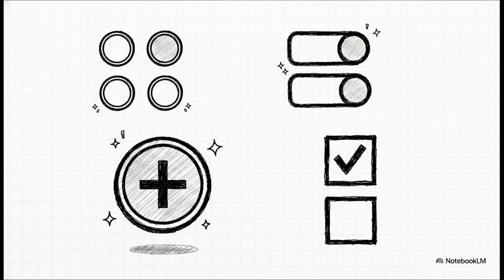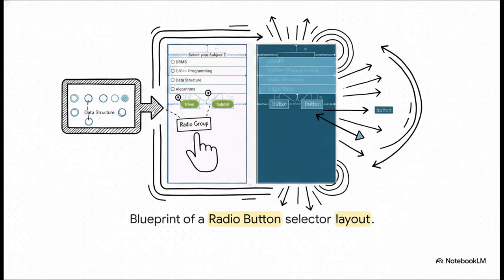And the Android Toolkit gives us an incredible variety to play with. We've got radio buttons for single choices, toggle buttons for your simple on-off states, floating action buttons for those main primary screen actions, and of course, checkboxes for when you need multiple selections. Let's actually look at a specific example of this logic in the wild. Here's a blueprint for a radio button subject selector.